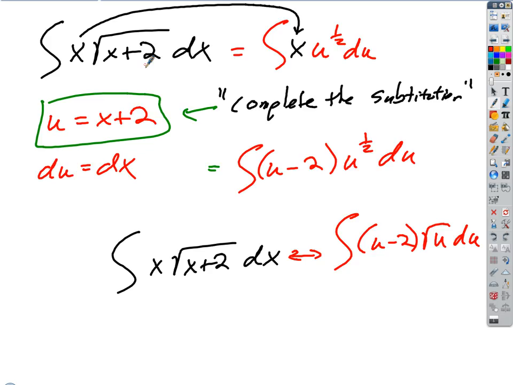We wrote that in a much more convenient form that is now doable, right? So the u substitution worked. We did need to complete the substitution though, right? But we were able to make that work.